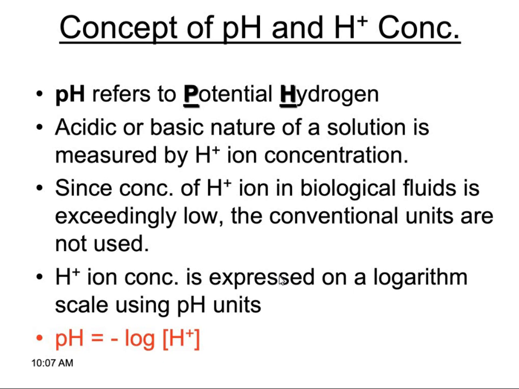So what is pH then? pH refers to potential hydrogen. The acidic or basic nature of any solution is measured by hydrogen ion concentration. But as we all know, the concentration of hydrogen ions in biological fluids is exceedingly low, therefore conventional units are not used to measure pH. That is why we usually represent pH as the negative logarithm of the concentration of hydrogen ions.